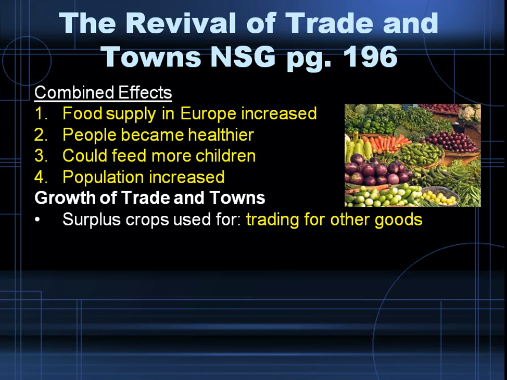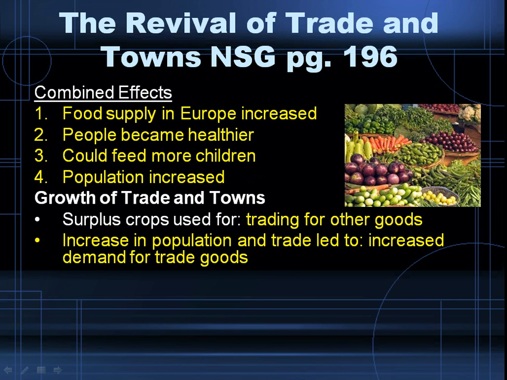Surplus crops can be used for trading for other goods. Because they're growing more food, they can sell food. This increased the population, and trade led to increased demand for trade goods. More population, more goods.